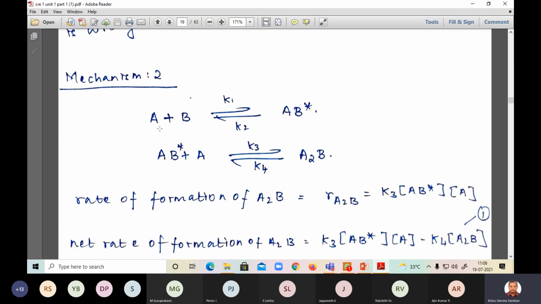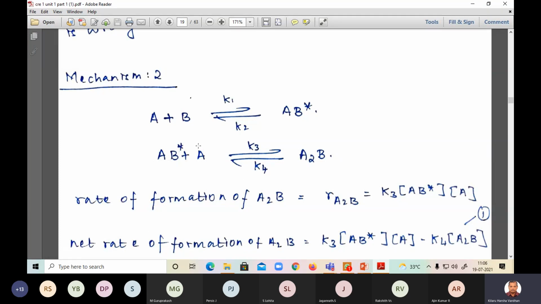That mechanism is this: A plus B is giving you AB star, and AB star plus A, because 2A is giving you the product, will give you A2B. Again, if you do this, we will get the rate in terms of AB star. Then if you write formation and disappearance of AB star and back substitute, you get the final form. That is what we will see today.